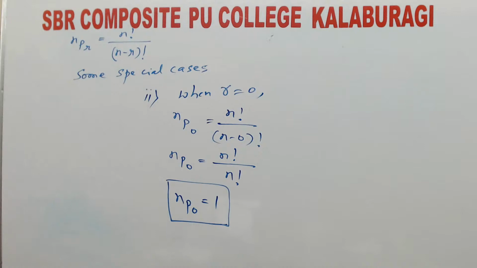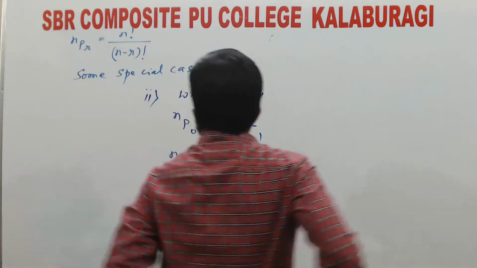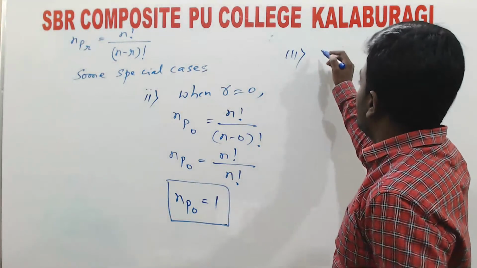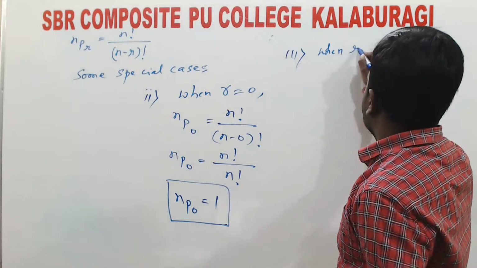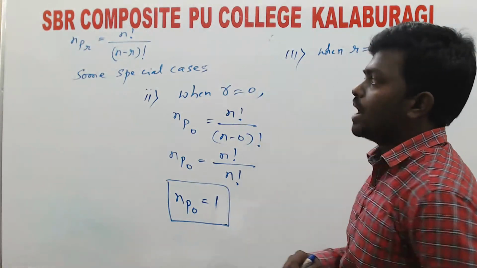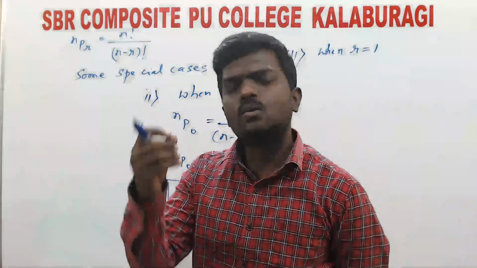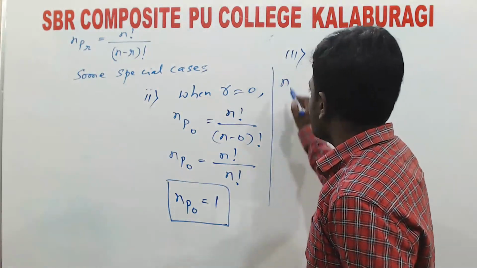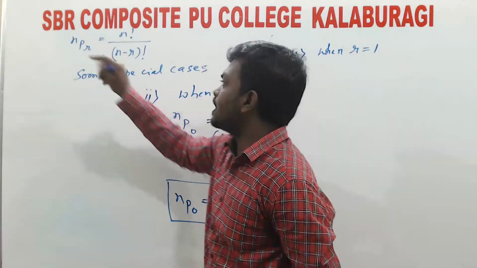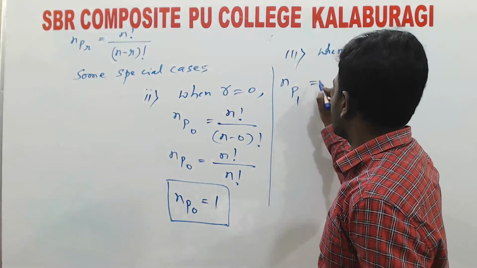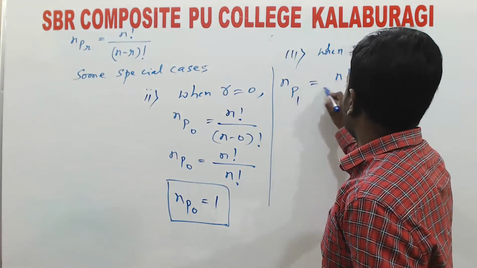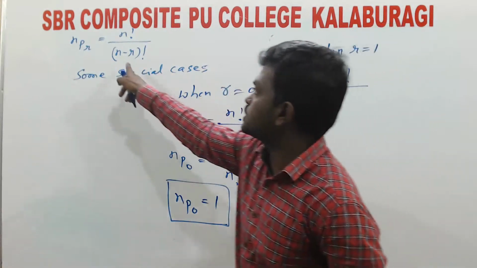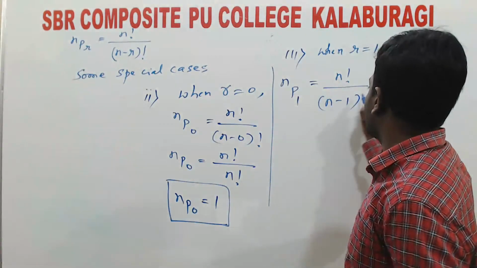Now one more case. So third one, when r is equal to 1. What happens if we are arranging 1 out of n? So nP1, just replace r by 1. n factorial by (n minus r), what is r? 1 factorial.